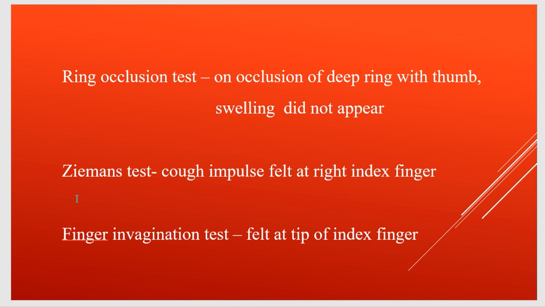If the cough impulse is felt at right index finger, that is suggestive of indirect inguinal hernia, right? If cough impulse is felt at middle finger, right hand, that is suggestive of direct inguinal hernia. If cough impulse is felt at ring finger, right hand, that is suggestive of femoral hernia, right? So this is Gman's test. Then third one is finger invagination test.